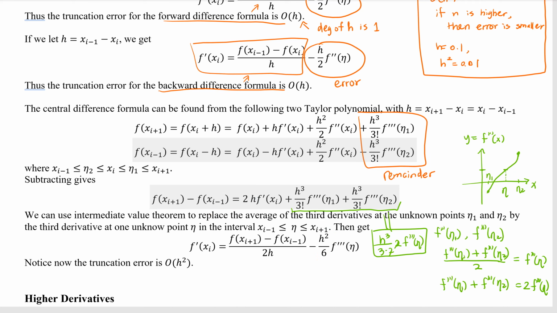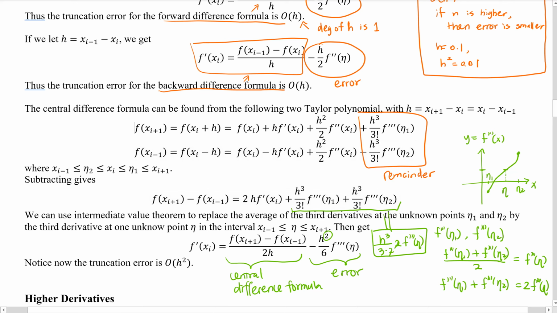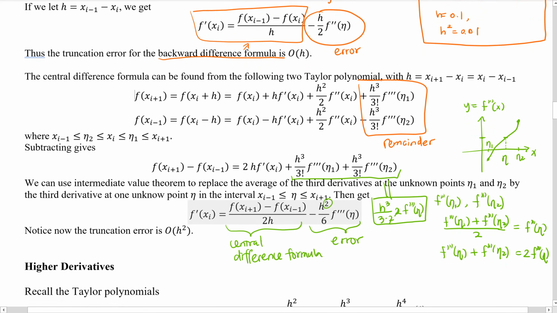Alright, and now we can see this is our central difference formula. And this is the error. Can you see now the error is a second order error? Because it is a second order error, it means in general this central difference formula is more accurate than the 2 points forward method and the 2 points backward method. So far, so good, everybody? Okay.